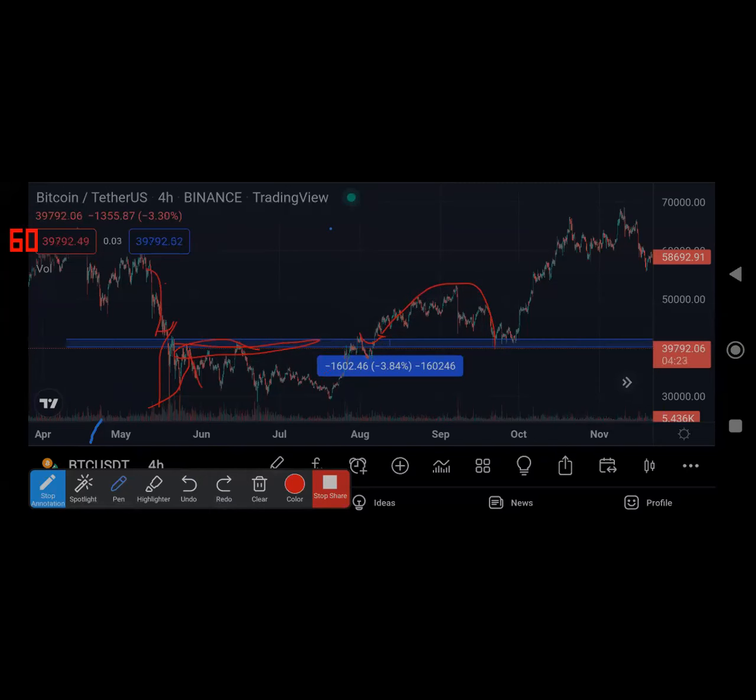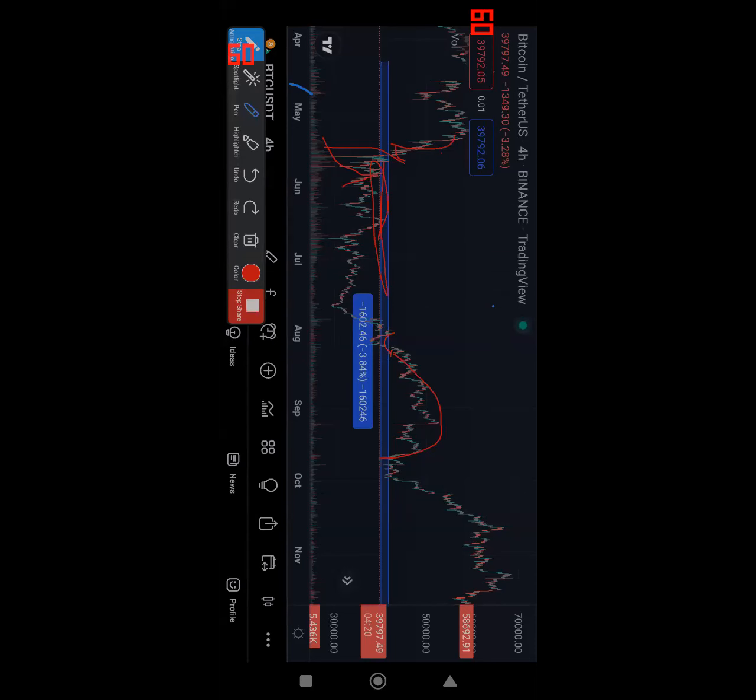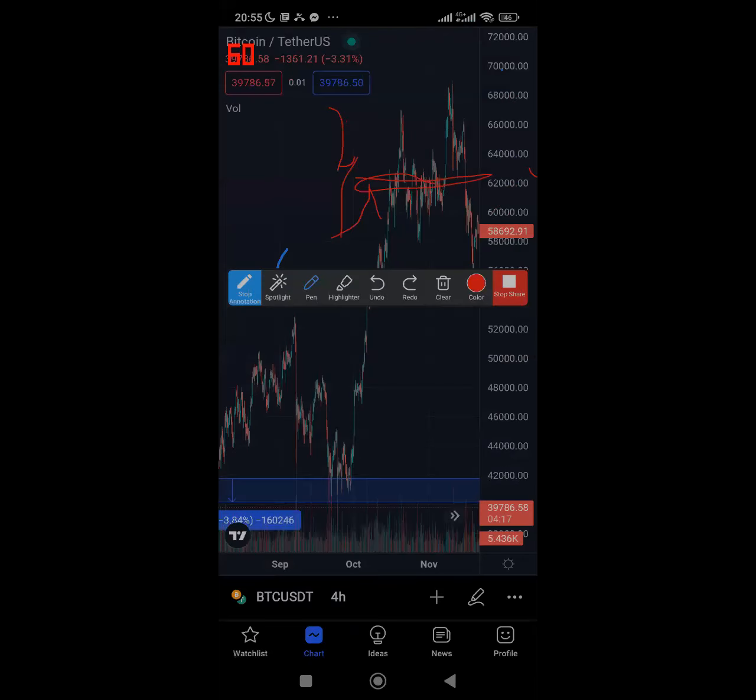So you as a trader, this support and resistance should be your concentration zones. You should be looking at them to know how the market will react, if the market will create rejections at those particular price zones. All right.